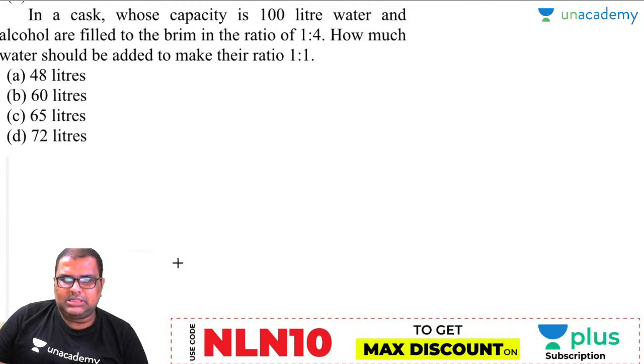In a cask whose capacity is 100 liters, water and alcohol are filled to the brim. Don't consider this brim value. So there is a 100 liter mixture in a cask. In this, alcohol and water are there.